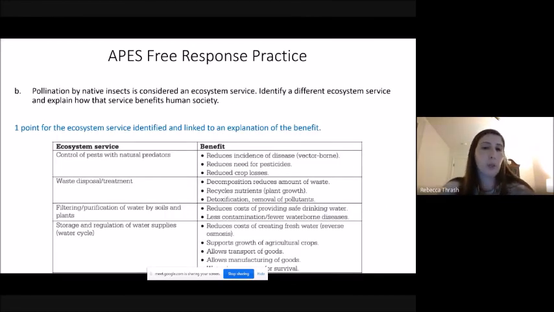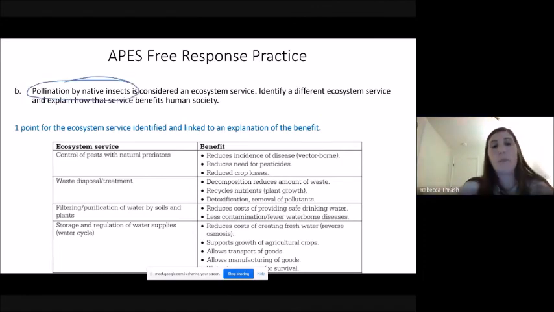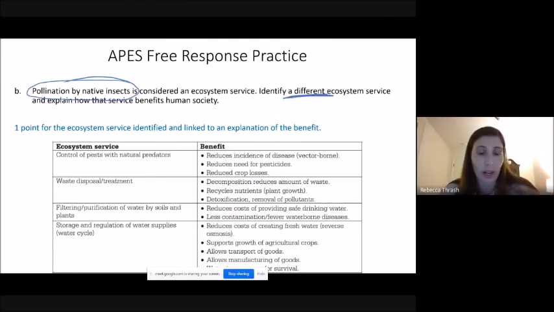So B, this was about the ecosystem service. Now they already give you the information that pollination is considered a service. They want you to identify a different one, and this could have been anything. The list was really long. And so what I want to focus on is how exactly you would have gotten the point for doing this.